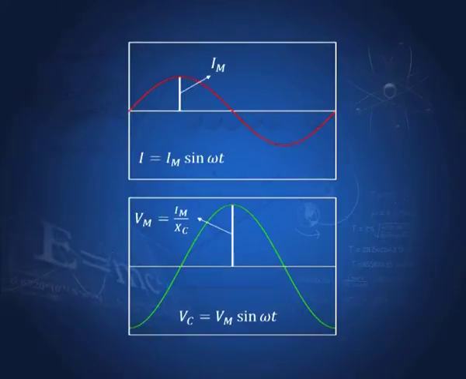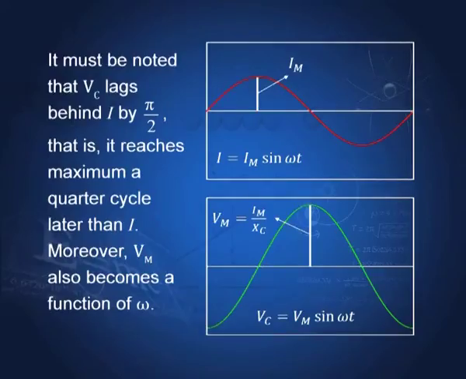You can see this reaches 0, or this reaches maximum, pi by 2 later than the current. So, that is, the voltage through the capacitor lags behind the current by pi by 2. So, there is a phase difference of pi by 2. It must be noted that V c lags behind I by pi by 2.